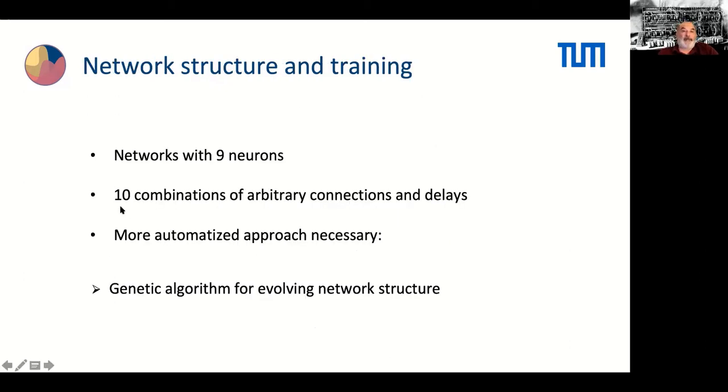So I think we then also took this new 9-neuron network, figured around a couple of combinations of the connections between the neurons and worked through a genetic algorithm for basically determining this type of final structure. So that's a different talk on its own.